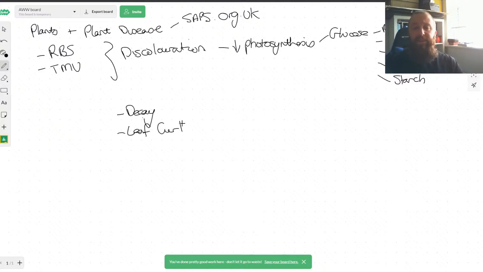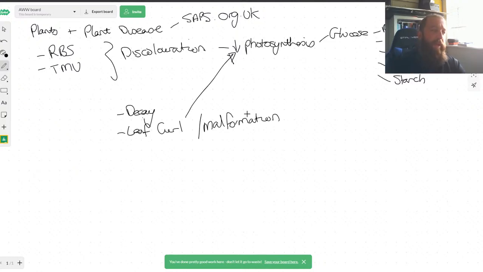And if you think about the fact that the leaves aren't growing properly and they're curled over rather than being spread open, then that's going to give you this effect as well. So the overall effect is still going to be a decrease in photosynthesis. That would also be a form of malformation. So these are all the different effects that can be caused by different types of diseases or different types of issues in plants. We can also have pests.